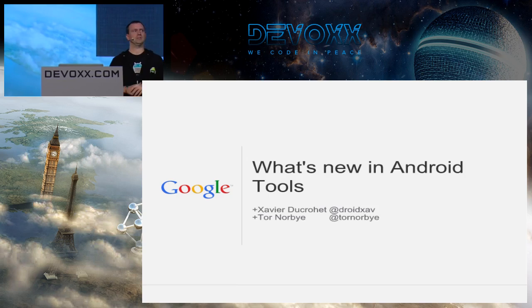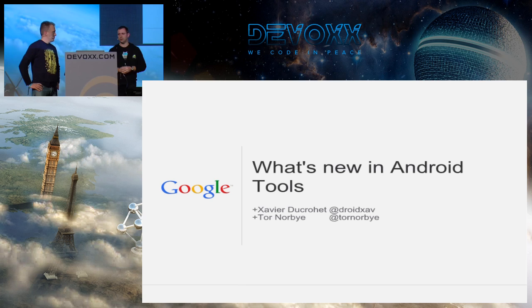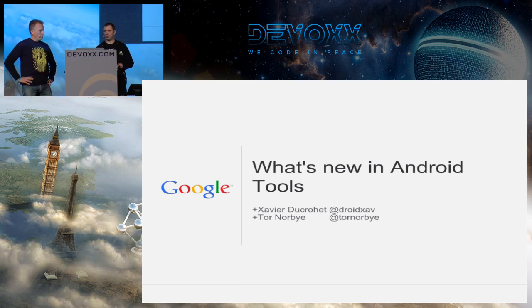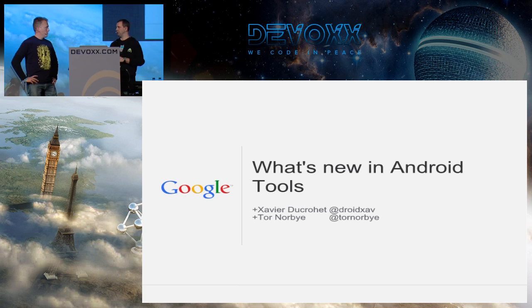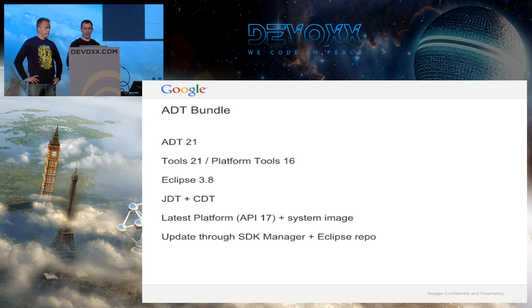We work on the developer tools for Android at Google, and today we're going to show you what is new in the Android tools. We actually just released yesterday night, around 7 p.m., the new version of the tools and the new SDK for Android 4.2. So it's tools revision 21. And new in 21 is the ADT bundle.